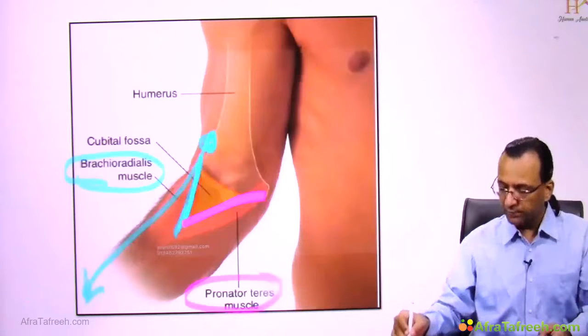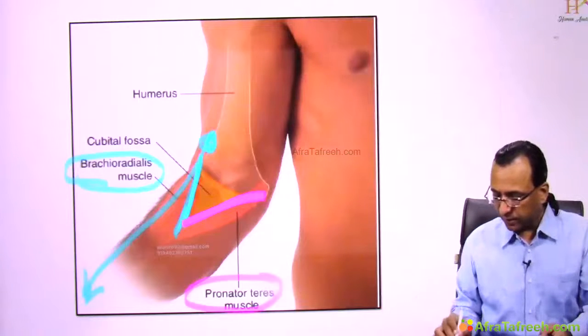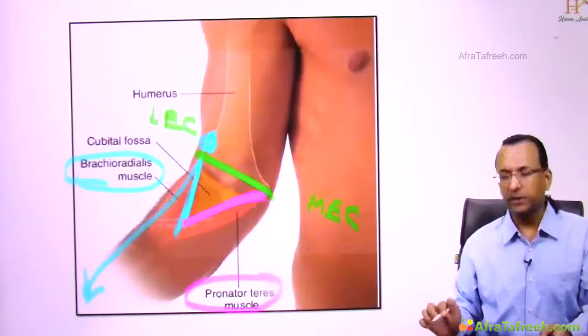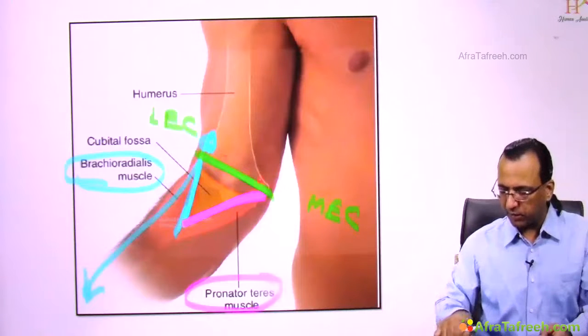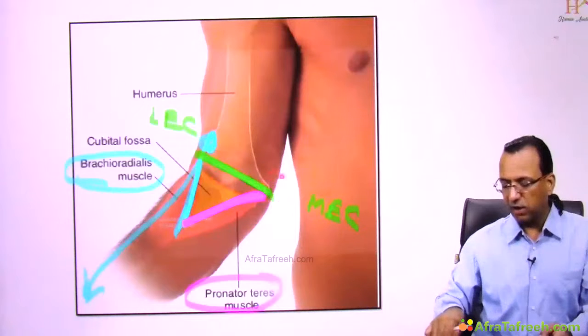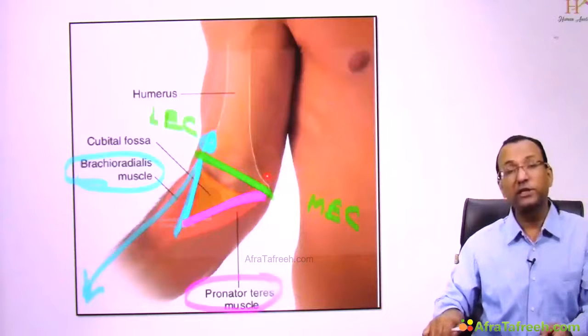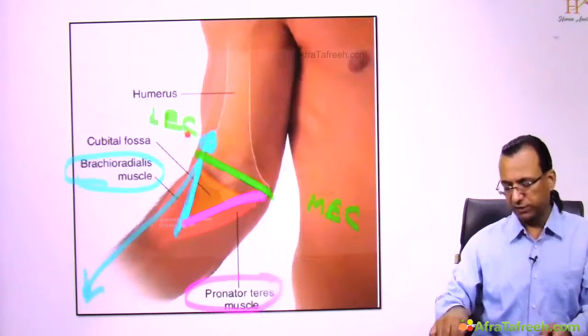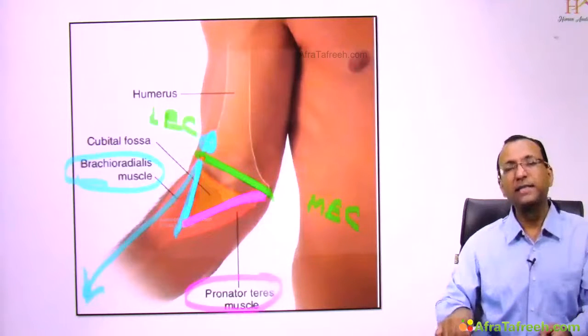What is the base? The base is actually an imaginary line connecting the medial epicondyle with the lateral epicondyle. So there is one imaginary line connecting the lateral epicondyle and the medial epicondyle. The medial epicondyle is the common flexor origin, where pronator teres takes origin. Yes. And then you have the common extensor origin, which is the lateral epicondyle there. Yes, that is the point.